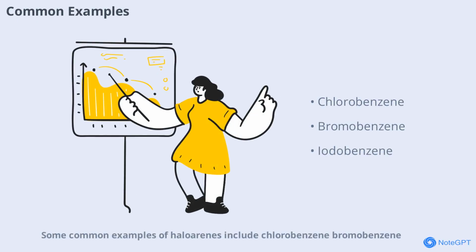Some common examples of haloarenes include chlorobenzene, bromobenzene, and iodobenzene. These compounds are widely used in the synthesis of dyes, pharmaceuticals, and agrochemicals. Chlorobenzene, for instance, is a key intermediate in the production of phenol and aniline. Understanding these examples helps illustrate the practical significance of haloarenes in everyday products and industrial processes.